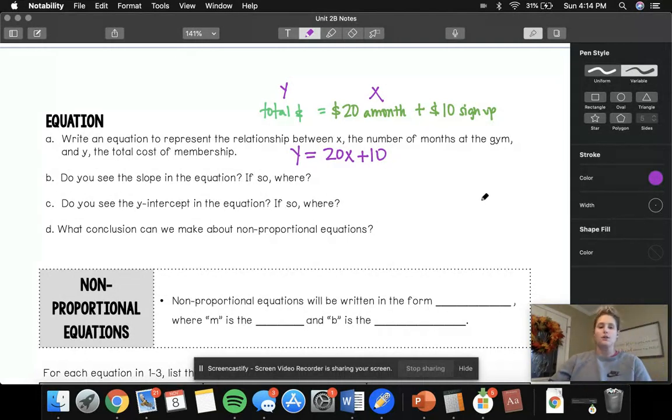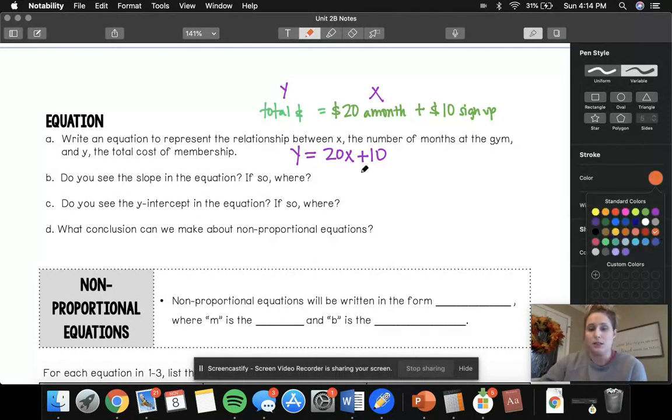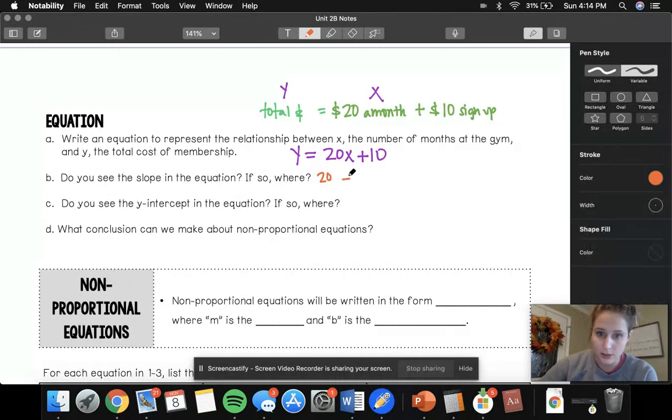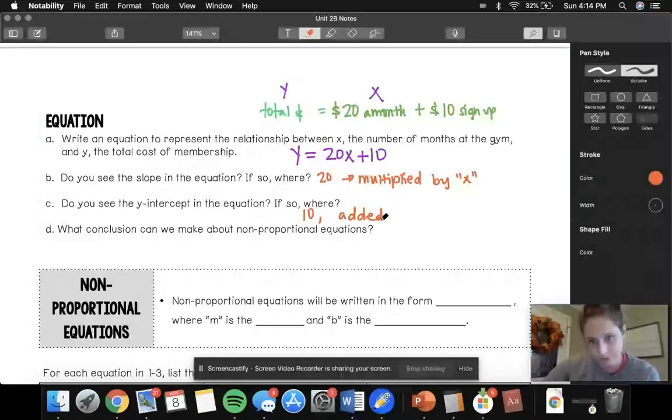Okay, so it says, do you see the slope in the equation? Well, yes, the slope is 20, and it is multiplied by the X variable. C says, do you see the y-intercept in the equation? So the y-intercept is 10, and I see it just kind of added at the end.